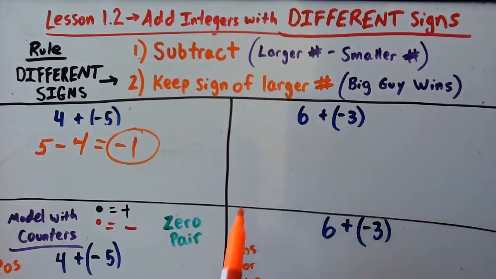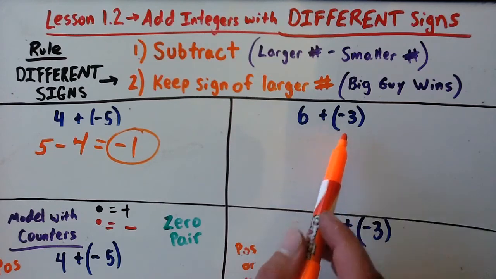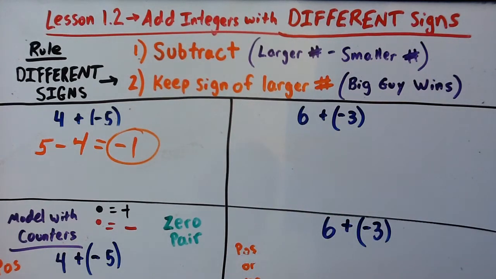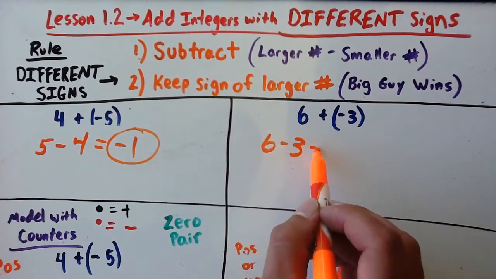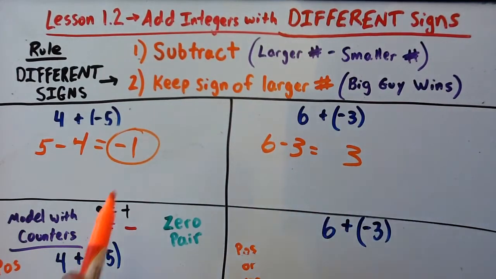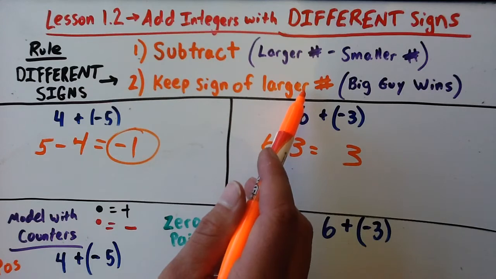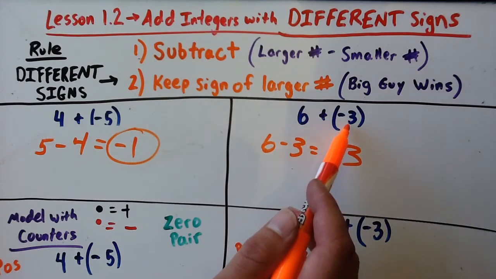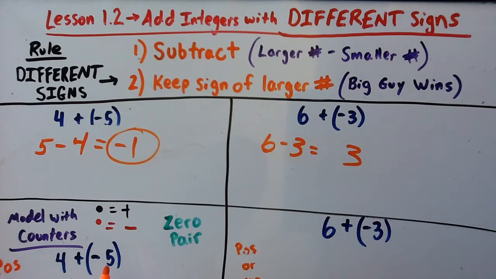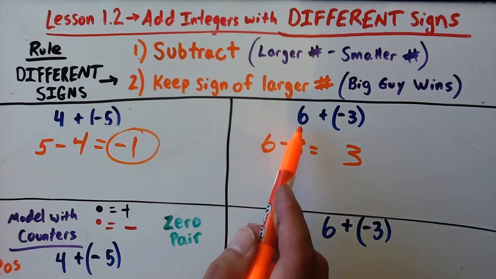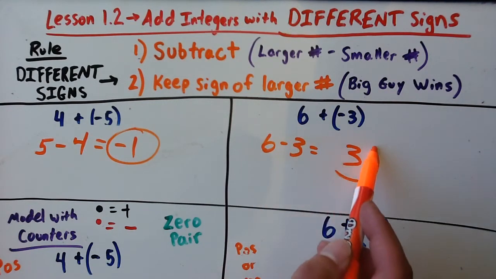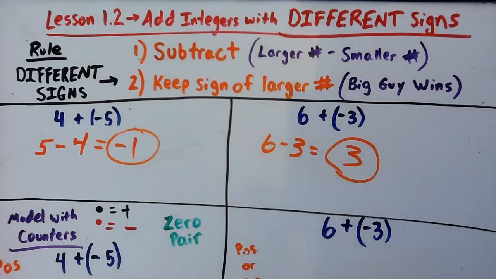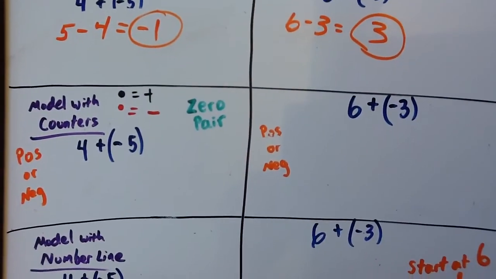Here we have 6 plus negative 3. 6 is positive, 3 is negative. They have different signs, so I'm going to subtract larger minus smaller. 6 minus 3 equals 3. Then I'm going to keep the sign of the larger number. 6, negative 3. Which one's furthest away from 0? Which one's the big guy? 6 is, right? 6 is the big guy. Its sign's positive, and so in my answer I keep its sign. Positive 3.